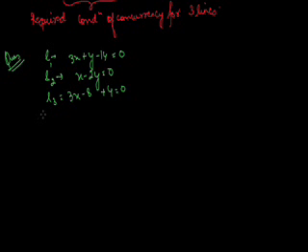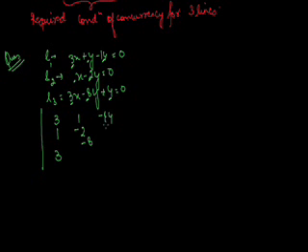How will I do it? By using the determinant form, as we have already seen. Here A1 is 3, B1 is 1 and C1 is minus 14. Similarly, A2 is 1, B2 is minus 2 and C2 is 0. Similarly, A3 is 3, B3 is minus 8 and C3 is 4. Putting in the equation, I get the determinant with rows 3, 1, minus 14; 1, minus 2, 0; 3, minus 8, 4.